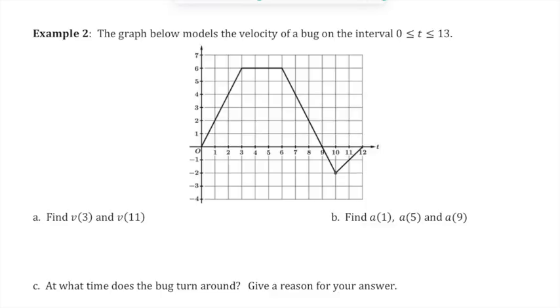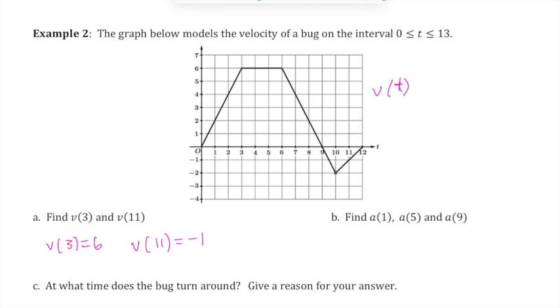Example 2. The graph below models the velocity of a bug on the interval from 0 to 13. So let's note that this is the velocity function, v of t. Now, part A says find the velocity at 3 and 11. So for that, that's simple. Just look at 3, go up here. So we got 6. And then at 11, we're at -1.